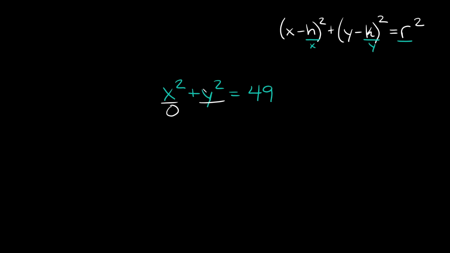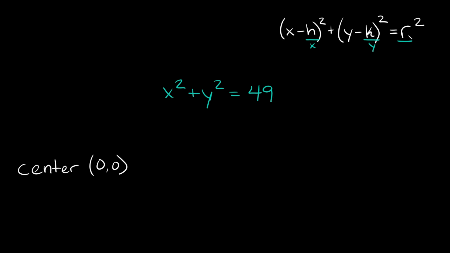And the same thing applies to y. If you have just y squared, we don't have y plus or minus some number, so we know that the y coordinate for the center of the circle is also at 0. So here we can already see that the center of the circle for this equation is at (0, 0).